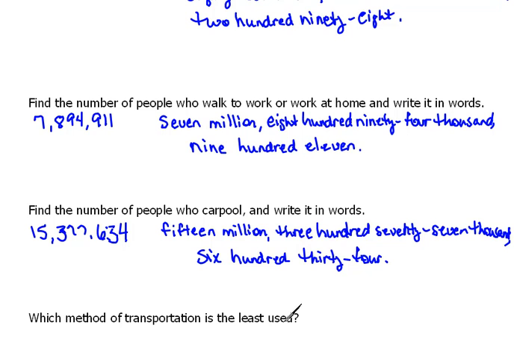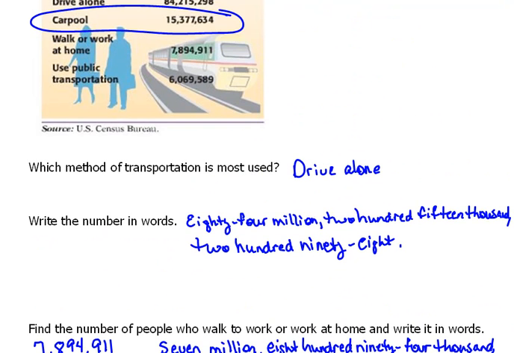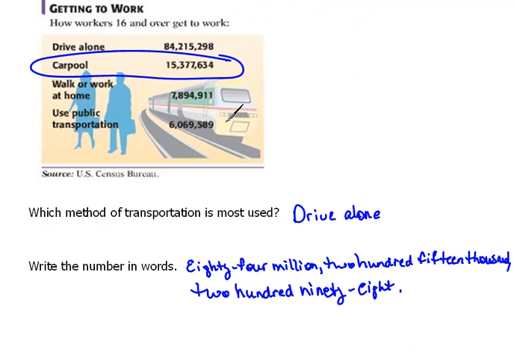And which method of transportation is the least used? This is our final question. Looking up here, it looks like public transportation is the smallest one, so that would be our answer.